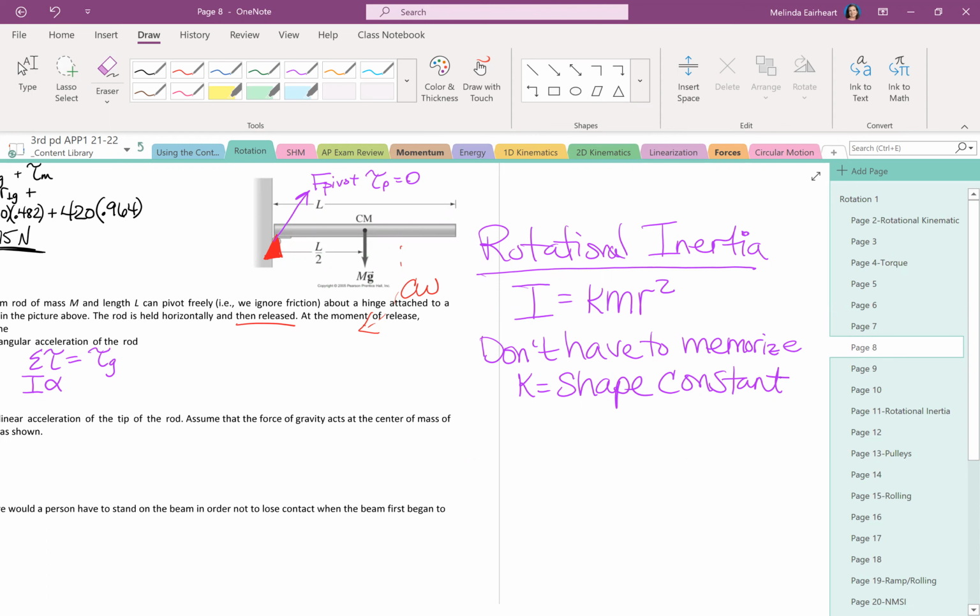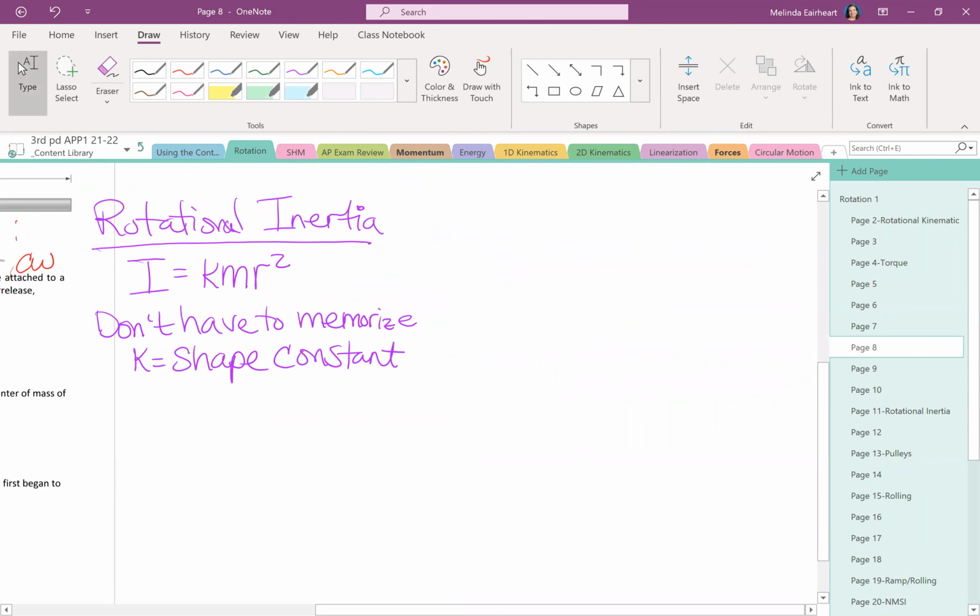It is mass, it is their radius, but really it's how the mass is distributed. And so one of the more important parts of this equation is that K. Now you don't have to memorize these fractions that I'm about to show you, okay? And please, no judgment on my artwork. I never claimed to be an artist. Here we go. Here's the common ones. There's like 4 common ones.